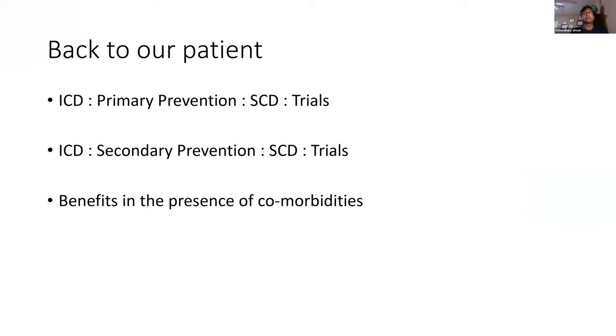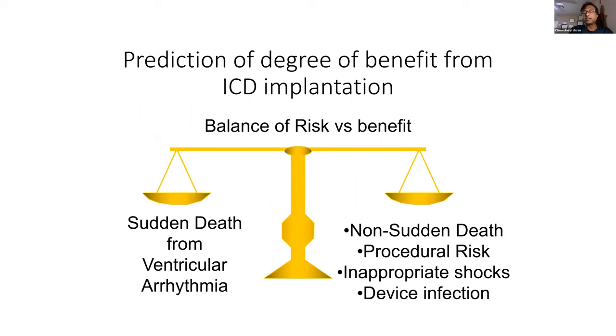So back to our patient. ICD, if we summarize this: what is the purpose of giving the ICD? To prevent sudden cardiac death. Is it primary prevention or secondary prevention? In our patient, this is secondary prevention because of the sustained polymorphic VT. But more importantly, it is also important to look at the presence of comorbidities. This is a risk and benefit: we are preventing sudden cardiac death and nasty ventricular arrhythmia. On the other hand, what are the comorbidities? What is the procedural risk?